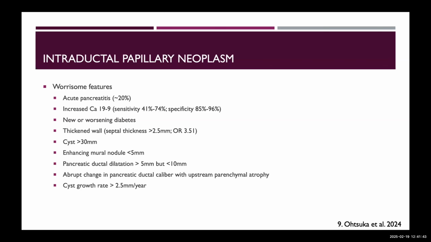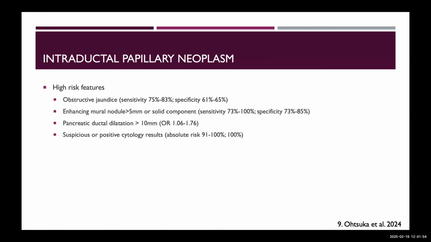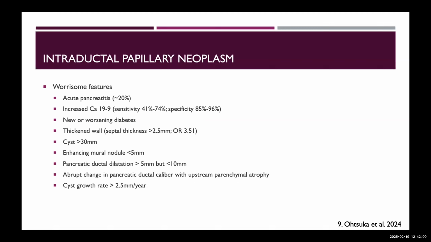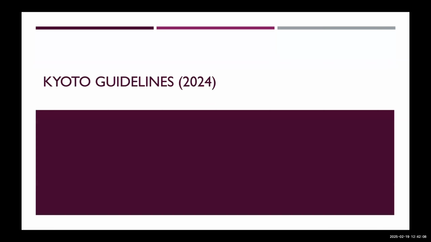So just this slide and the prior slide are important. Just remember these things as important features. In a nutshell, once again, that's jaundice, mural nodularity, or a clear solid component, pancreatic ductal dilatation, and pancreas atrophy. Those are the things that you should remember for worrisome features of all comers.